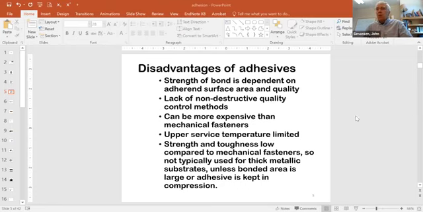So it's not really a problem for us, but it can be a serious problem, for example, in aerospace or automotive, places like that. I think I already covered this. This is basically talking about surface area. The bonded area has to be large, or you want to use a mechanical fastener. Or you want it in compression, where all it has to do is just keep it from shearing sideways, and that can sometimes be accomplished with adhesives.